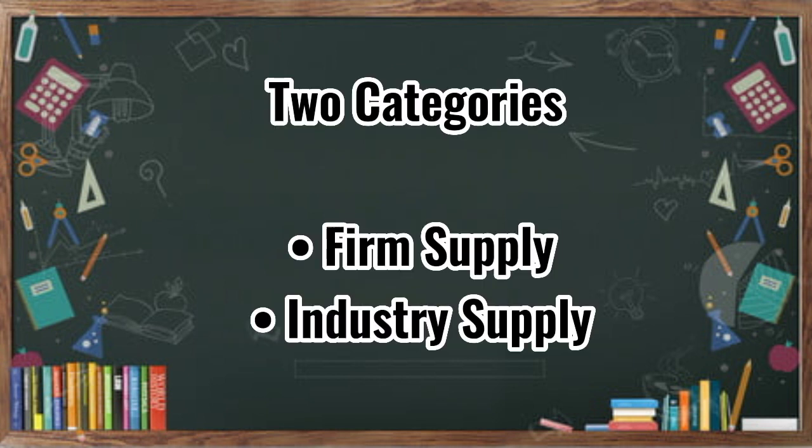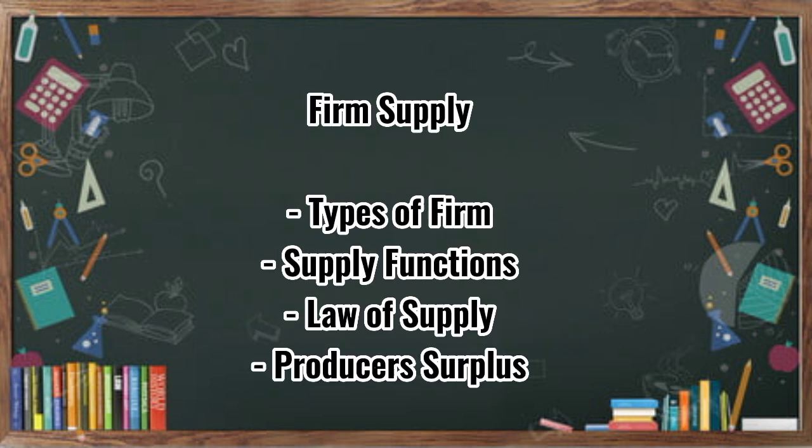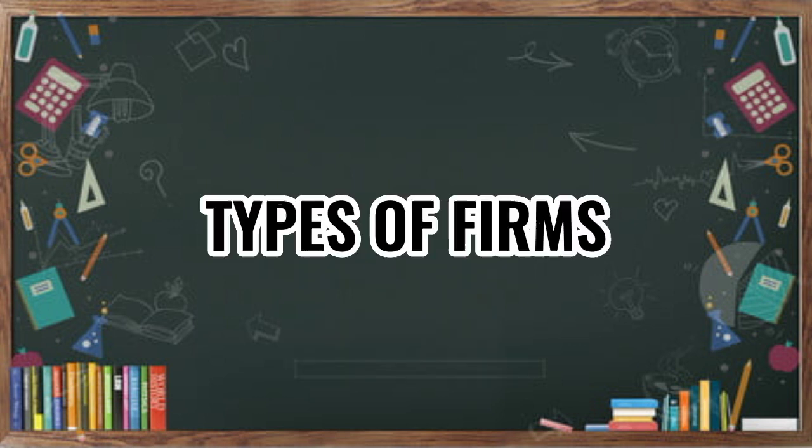So there are two categories of supply theory: the firm supply and industry supply. We will discuss first the firm supply. Under the firm supply are types of firms, supply functions, law of supply, and producer surplus. We will discuss first the types of firms.